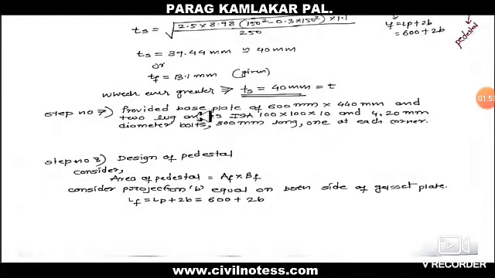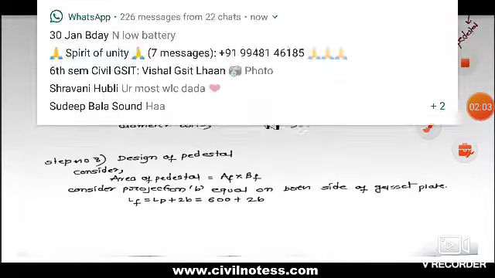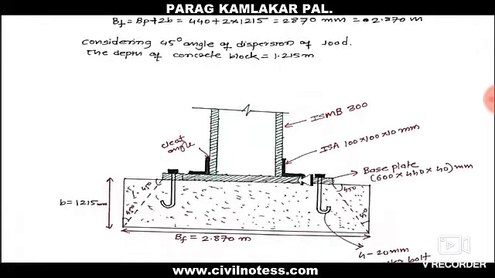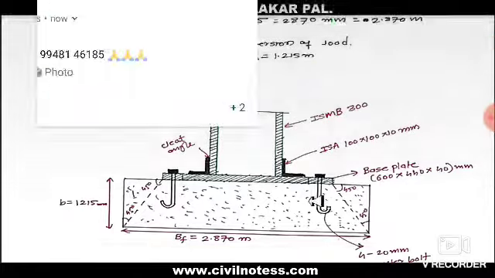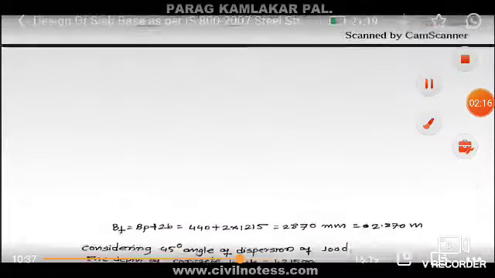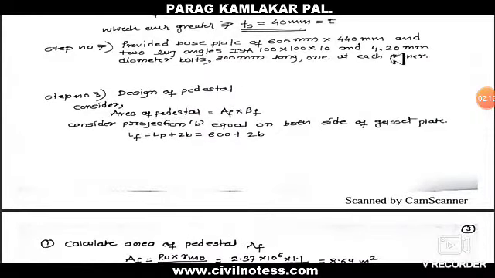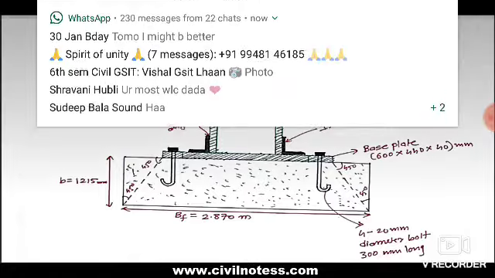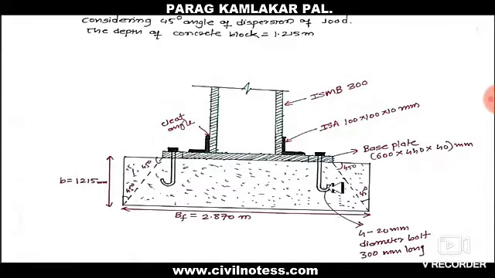Provide a base slab of 600 by 440 mm and two lug angles of ISA 100 by 100 by 10. What are lug angles? Lug angles are these, 100 by 100, which help to fix the position of the ISA. And 4 bars of 20 mm diameter, 300 mm long, one at each corner. We provided these for joining the slab base with the pedestal. So that's what exactly we provided.